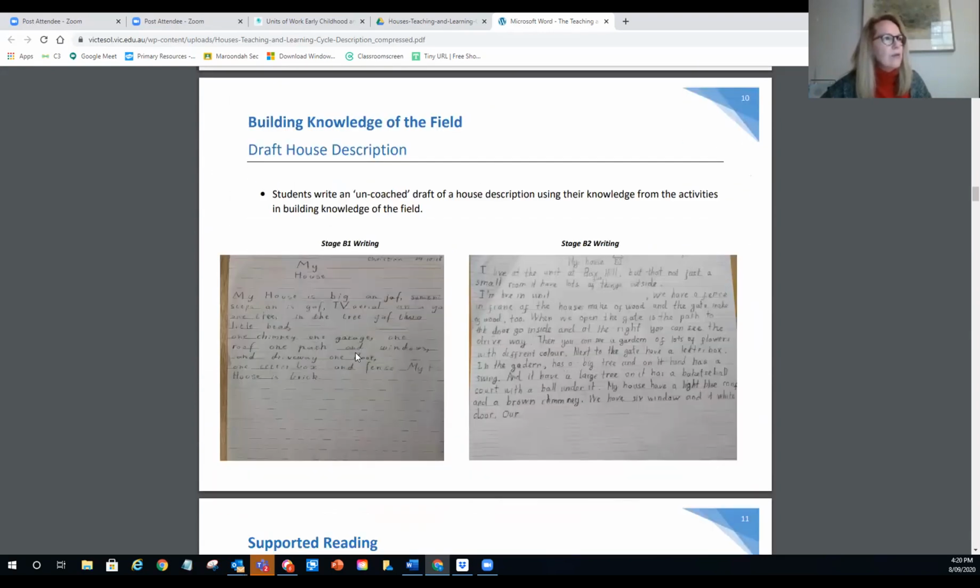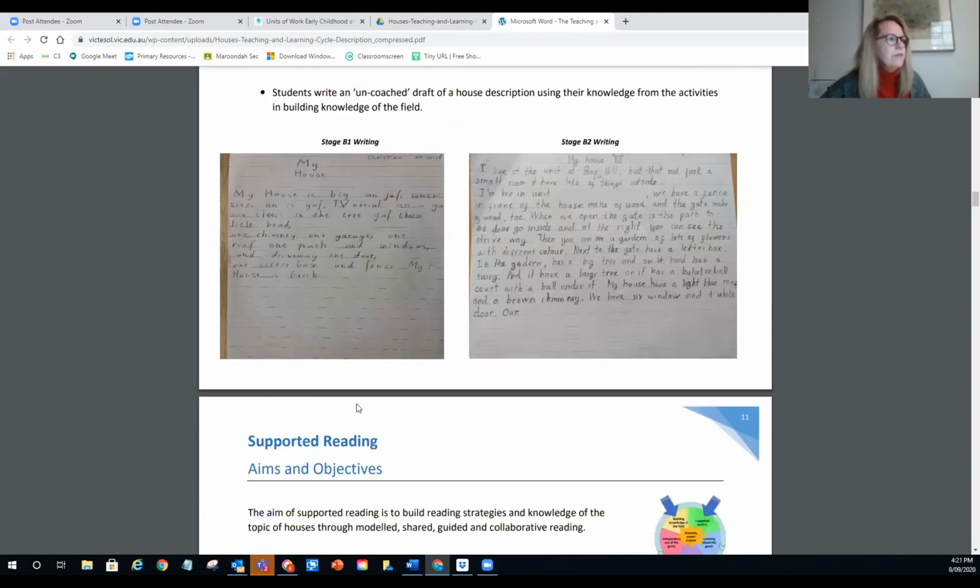That's an example of 2 students' uncoached drafts. They're pretty poor quality. I don't know if you can see those, but the one on the left, the B1, is a very low level student with interrupted schooling, and basically he's just written things like 1 chimney, 1 garage. He's just looked at a chart and there's no sentences. Oh, my house is big. I suppose that's an attempt at a sentence, but pretty much just 1 to 2 word phrases he's writing. The other one's a bit more advanced at a B2 level, writing sentences.